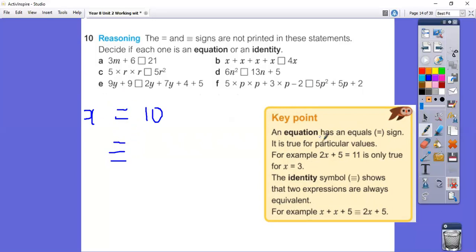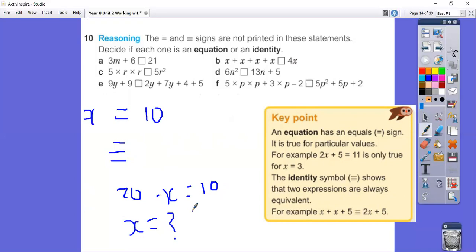The key point is that an equation has an equal sign. It is true for a particular value. So x equals 10 will only be true if indeed x equals 10 is a solution. So if I said to you 20 minus x equals 10, what is the value of x? You would say to me, well, x is 10. 20 take away 10 equals 10. So in this instance, x equals 10.